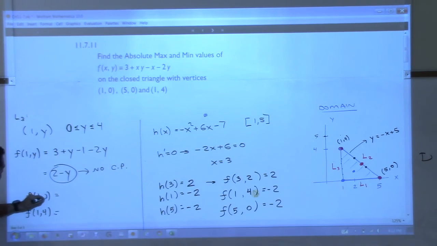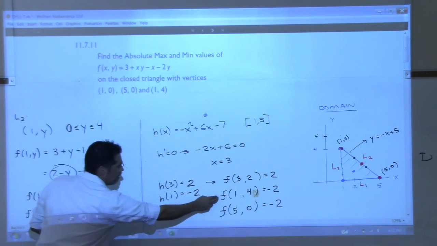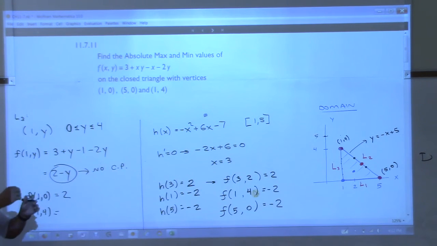Sorry, we did 1, 0, didn't we? What was f of 1, 0? 2. And then f of 1, 4, we did that already over there, right? We already did that one. So there's a little bit of overlap where the lines are intersecting one another. So I already know that's -2. All right. We are ready to draw a conclusion.